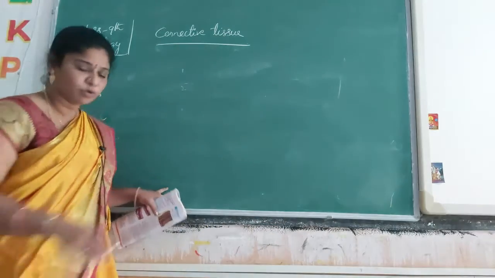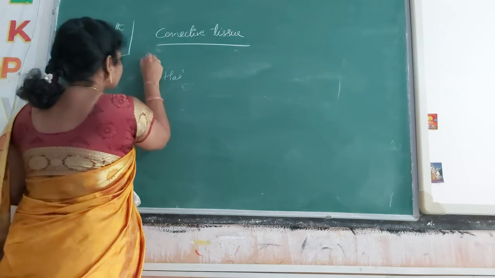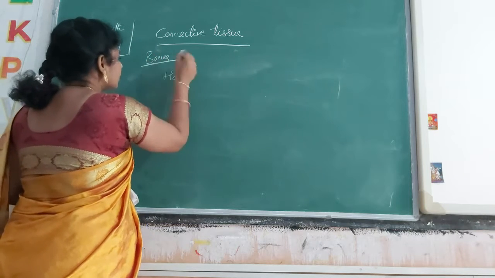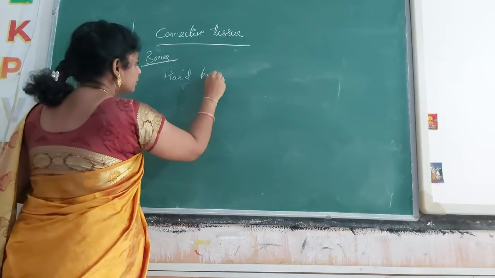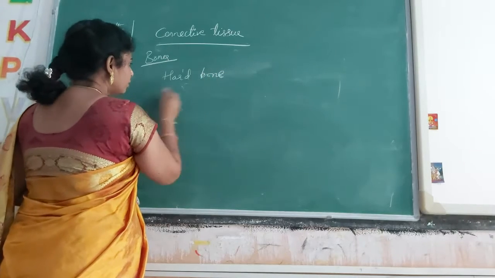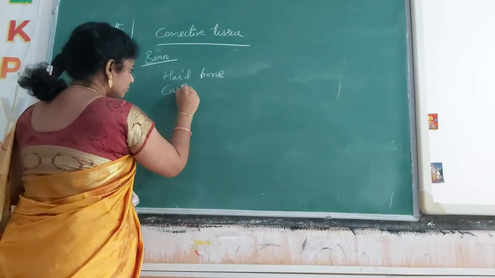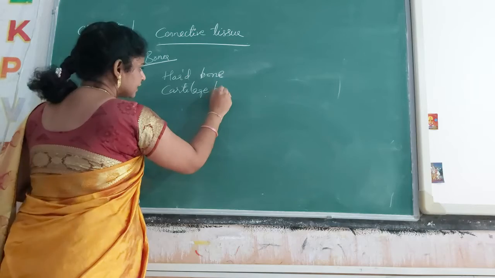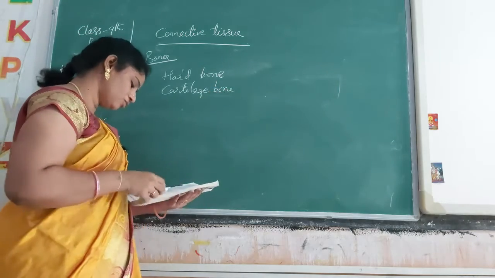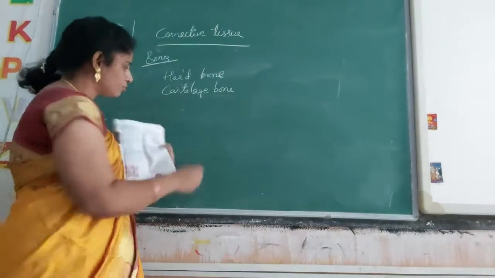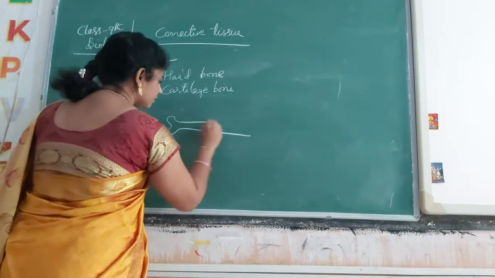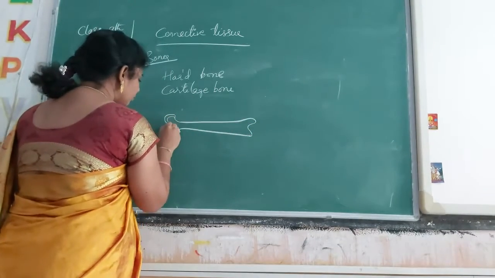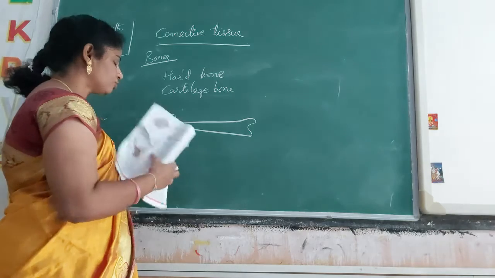There are two types of bones. One is hard bone, another one is cartilage bone. See here, if you go for the structure of hard bone, this is a hard bone, you know very well. This is a hard bone and we have a cartilage bone here.